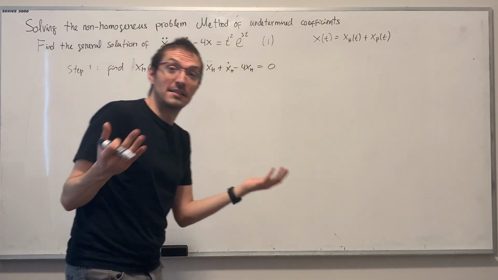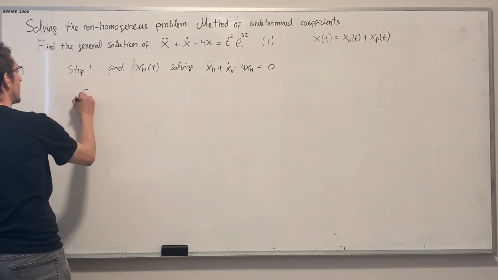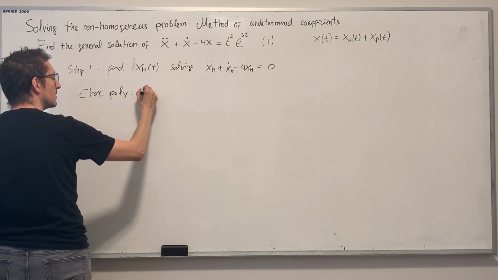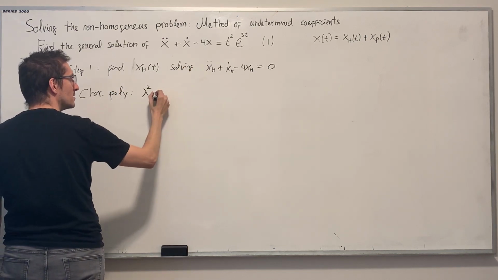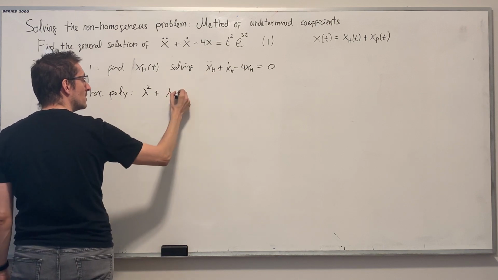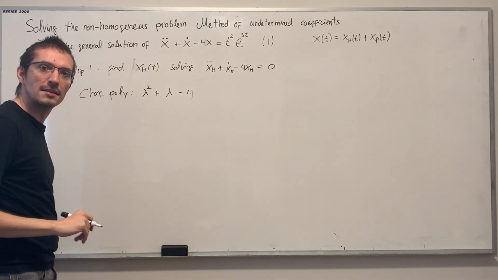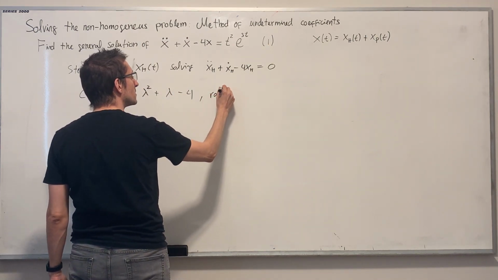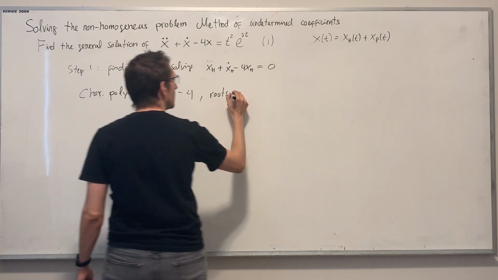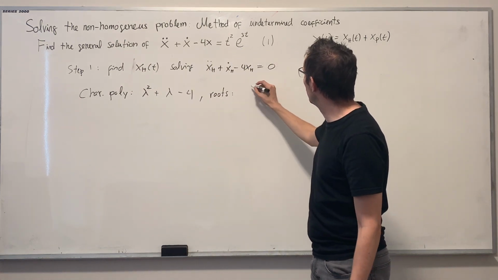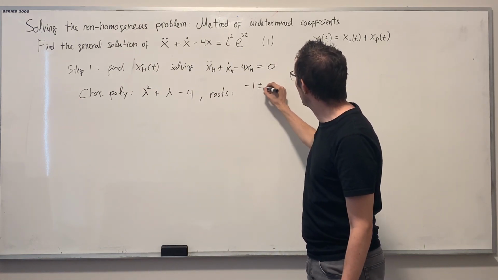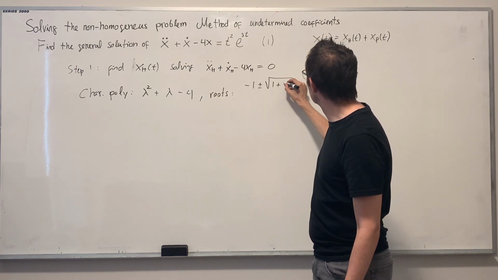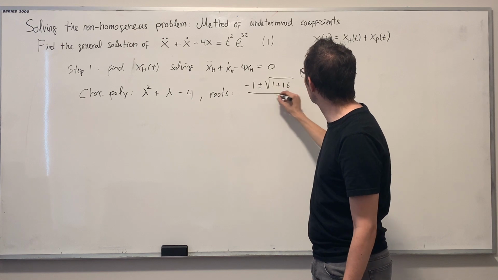Well, find the characteristic polynomial. The characteristic polynomial is trivially lambda squared from this one plus lambda from this one minus 4. All right, now we need to find the roots of the characteristic polynomial. So the roots, we can use the quadratic formula, and we get that those roots are minus 1 plus minus the square root of 1 plus 16, divided by 2.